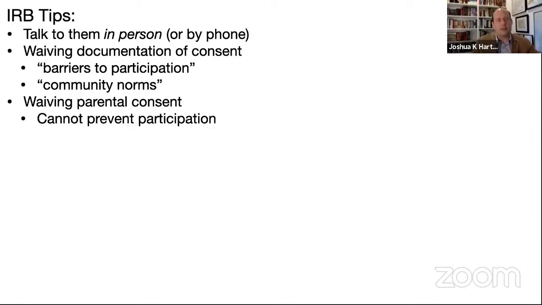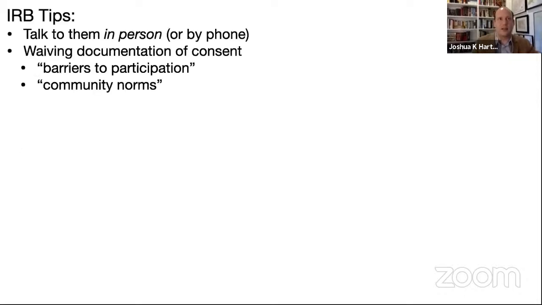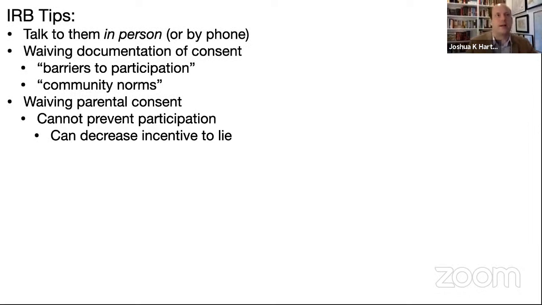Waiving parental consent. The main argument here has always been you can't prevent children from participating in the study. What you can do is decrease incentive to lie, right? You can say, don't take the study if you're under 18, and you'll just have people lying about their age. At best, your most conscientious kids will just not take the study, right? So you don't really want to do that. And if you ask them to go get permission from their parent, they'll also just lie about that.